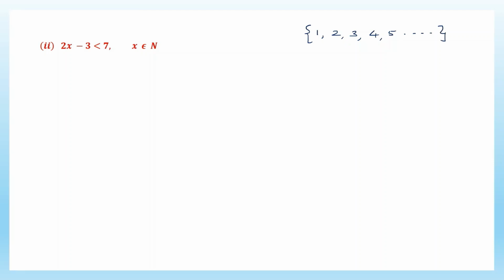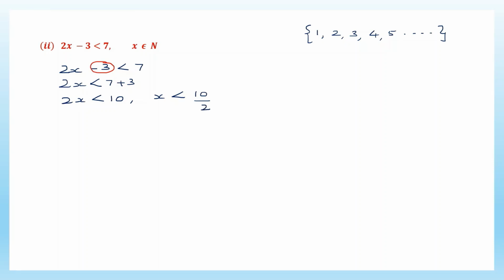Now let's find the solution for x. 2x minus 3 is less than 7. So 2x will be less than 7 plus 3. Because we are transposing minus 3 to the right hand side, it becomes plus 3. So 2x is less than 7 plus 3, which is 10. Therefore, x is less than 10 divided by 2.